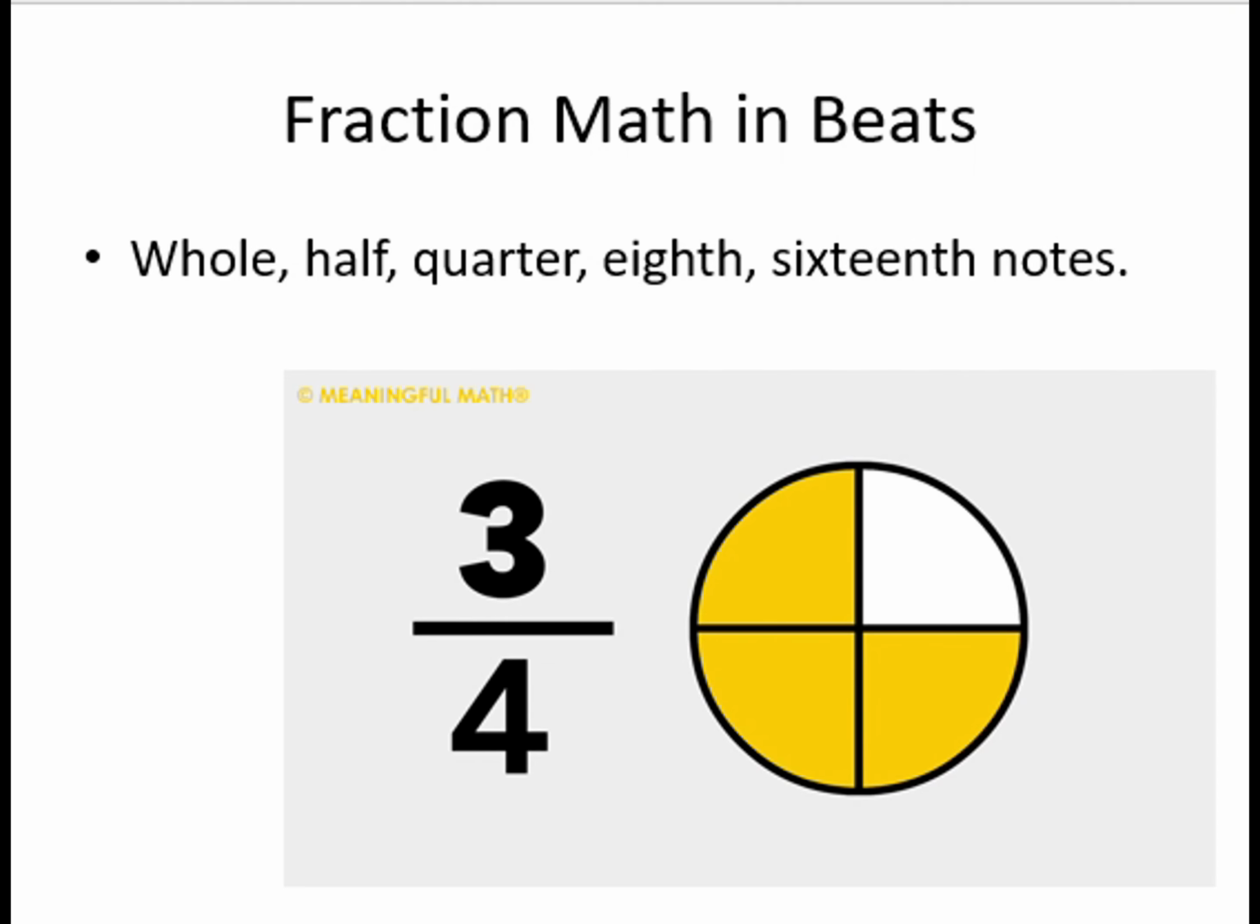I hope you guys enjoyed that one. To continue on, we're going to do fraction math in beats. Music looks complicated sometimes, but rhythm is really just fractions. Whole notes, half notes, quarter notes, eighth notes, 16th notes. These are just different ways to divide time. When you drag a note in the DAW, it snaps to one of these divisions. If you've ever changed the grid from 1/4 to 1/8 or 1/16, you're literally changing the fraction size of the beat itself.